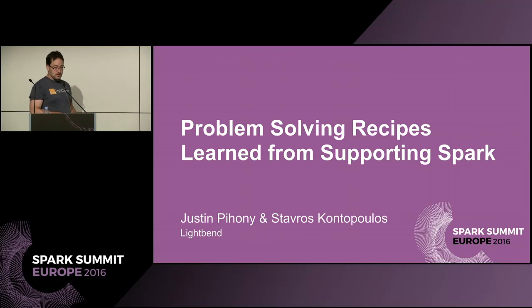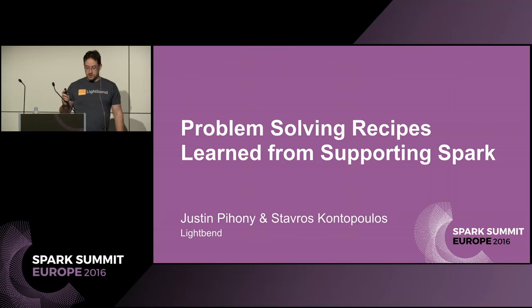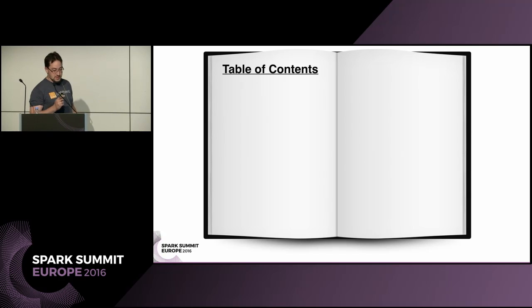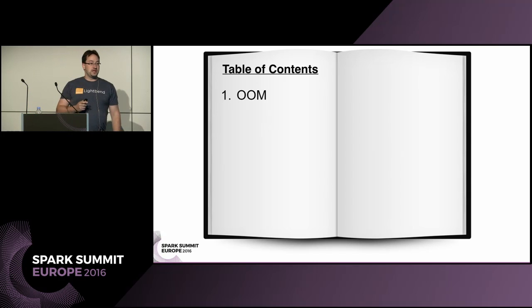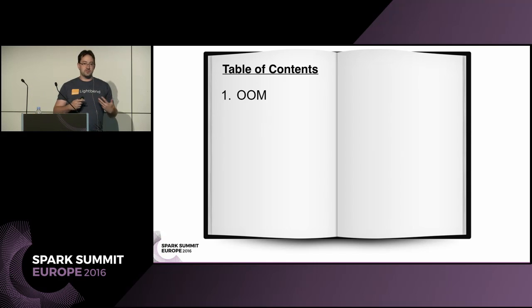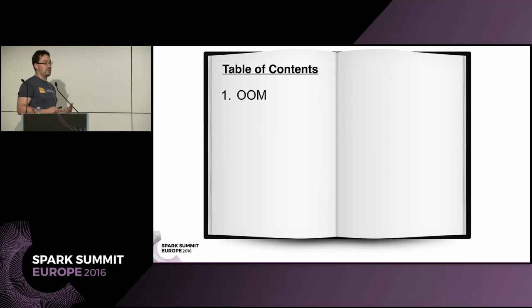The name of it is Problem-Solving Recipes Learned from Supporting Spark. So we have our recipe book here with our recipes that we'll be seeing, so that you know exactly what to expect ahead of time. We're going to be covering out of memory. These are going to be a little bit more specific. Some of them will have some generalities, but it's going to be specific cases so that you can see exact cases and learn from the examples there and extrapolate as need be.